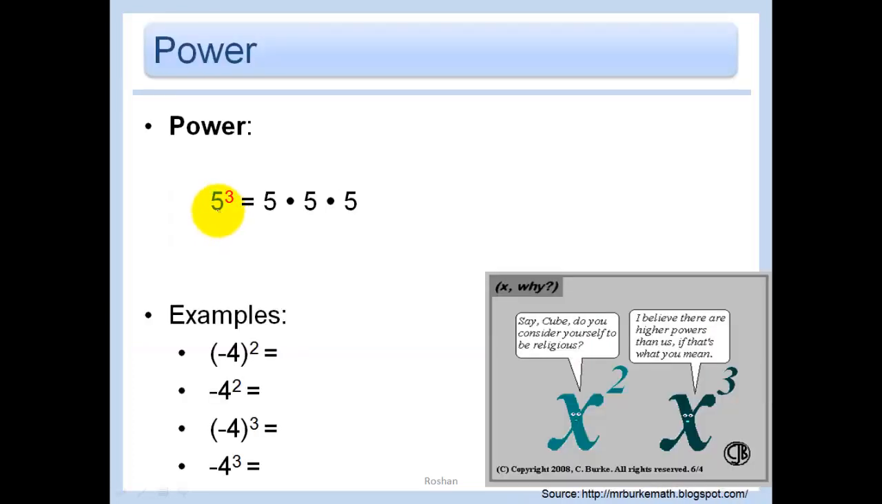So in a power like 5 cubed, 5 to the third power, we call the 5 the base, and the 3 is the exponent. And that just tells us that we do 5 times 5 times 5. So as I said, to the third power, that's cubed.